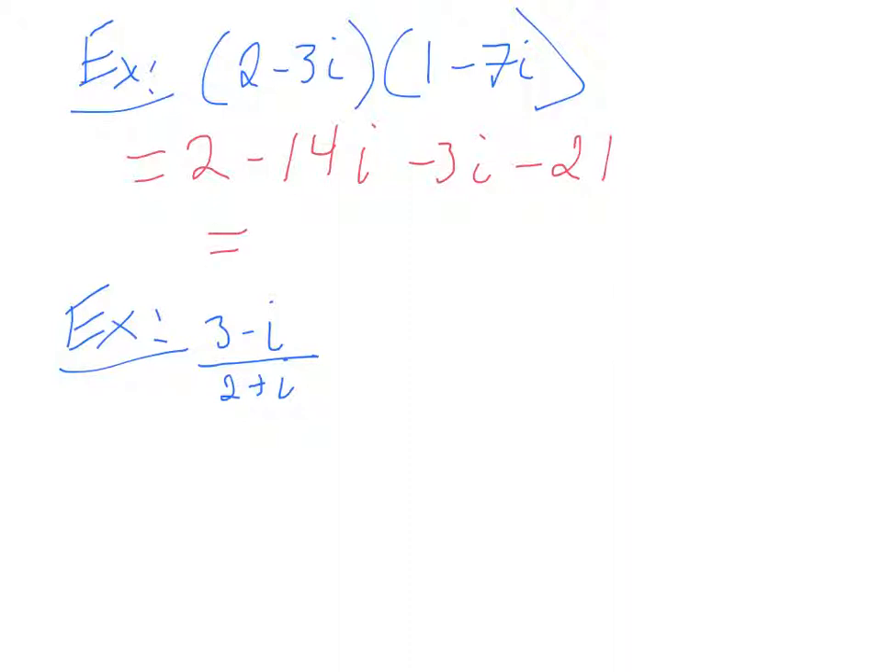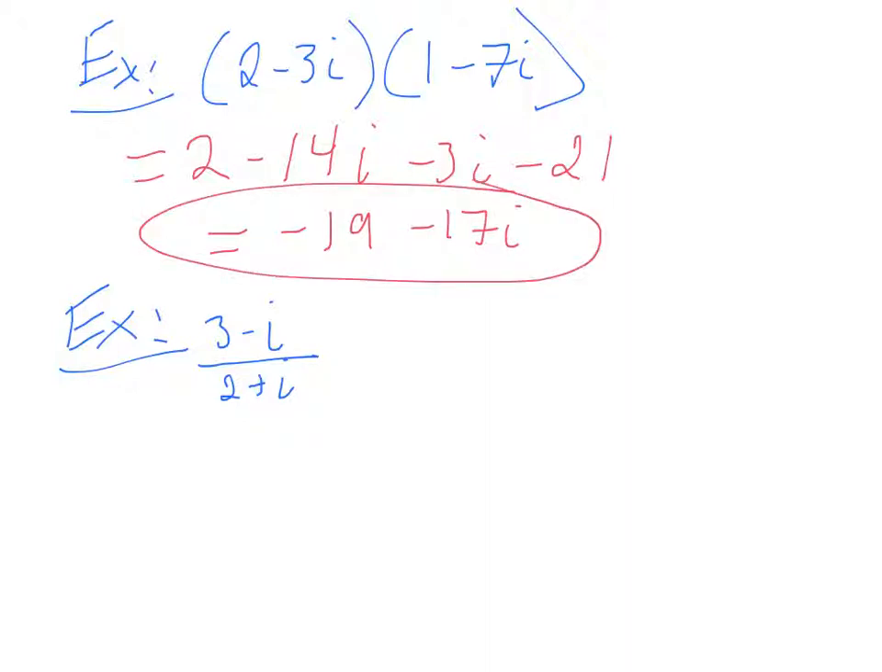And then once we FOIL, it's just a matter of combining like terms. 2 minus 21 is negative 19. Negative 14 minus 3, negative 17. All right, and we always put the real term first and the imaginary term second.